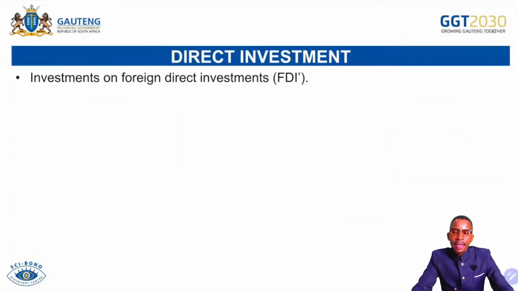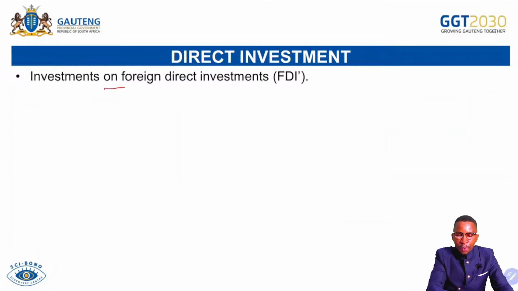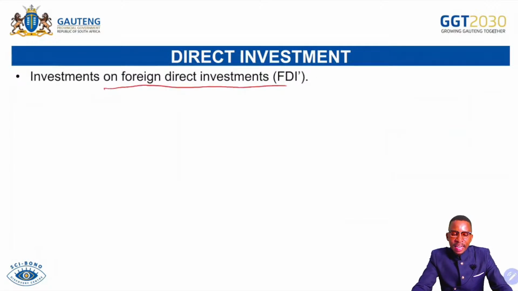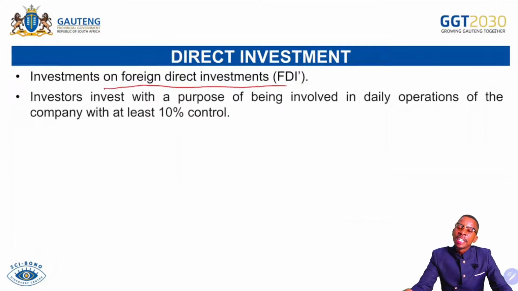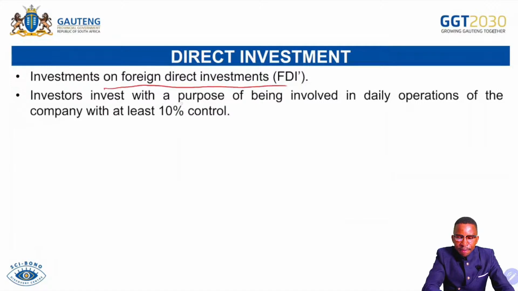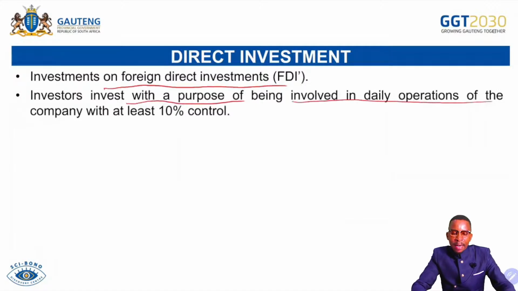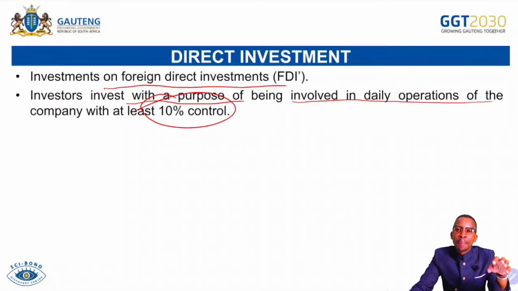So now we check direct investment as a part of the component of the financial account. Investment on foreign direct investment, we call this FDI. Whenever the country invests by buying a company abroad, starting a company from scratch abroad, or investing in real estate abroad, we call that direct investment. Investors invest with the purpose of being involved in the daily operations of the company, for at least 10% control. Whenever you invest directly, you will be part and parcel of the operation of that particular business.